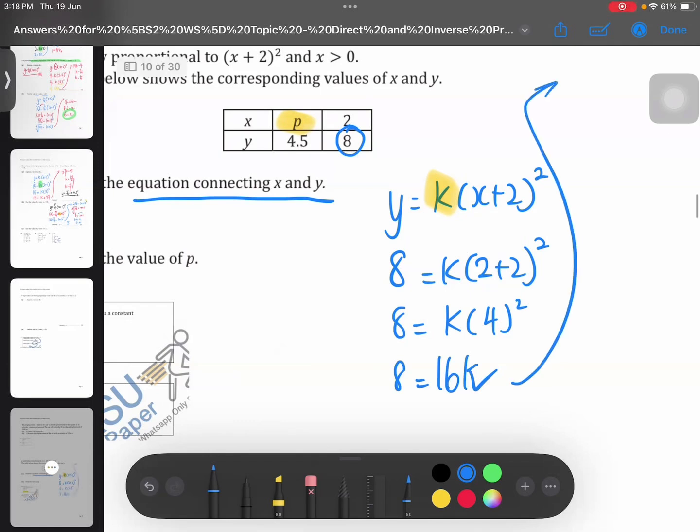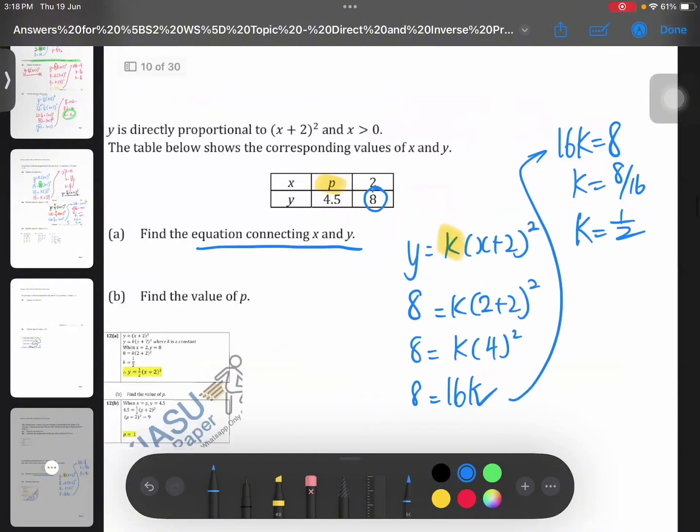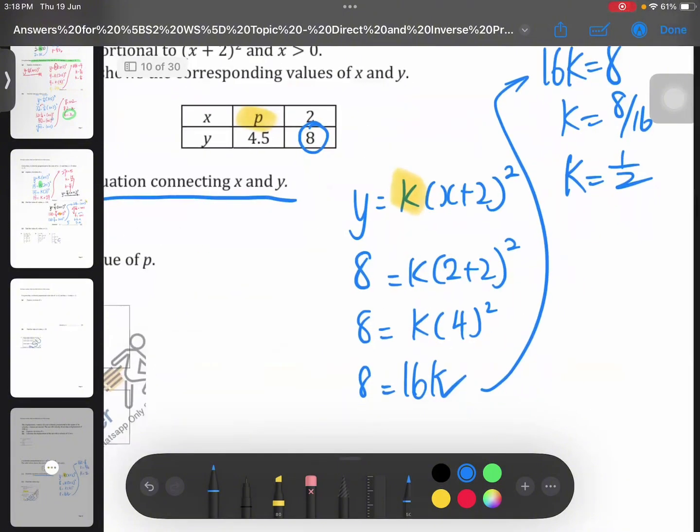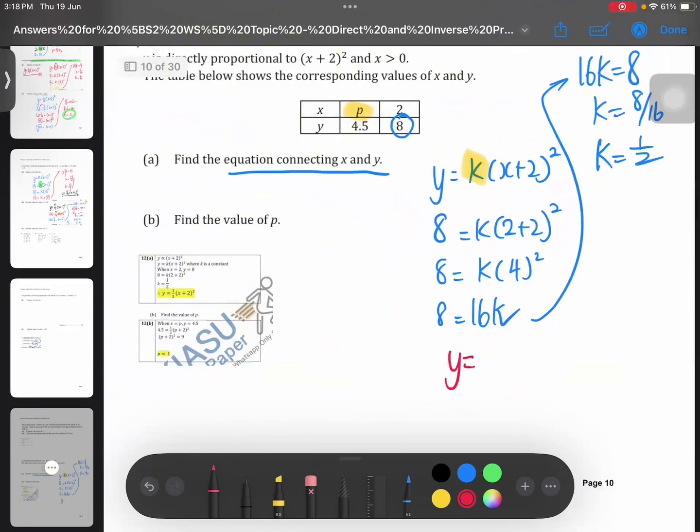True? All right, then from here, you continue. 16k equals 8. k equals 8 over 16. Do you understand? k equals half. Am I making sense? Okay, so if k equals half, you can form the equation, right? In this situation, how are you going to form the equation? You're going to say that y equals half bracket x plus 2 to the power of 2. So this is your answer for A. Am I making sense or not making sense?